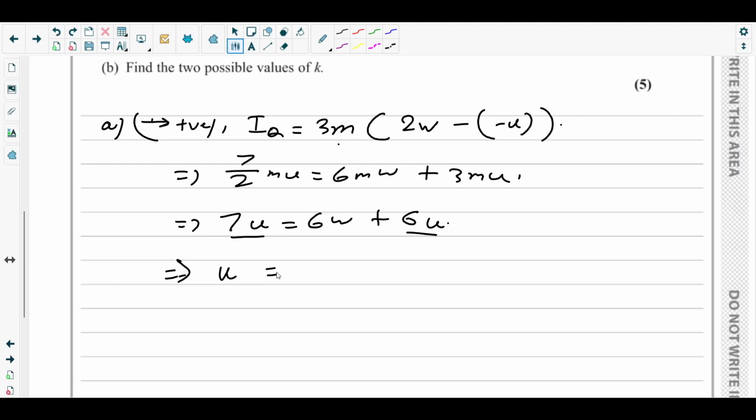It is equals to, okay, so if you multiply both sides by 2, it will become 12w. Okay, 12w, and 3 times 2, it's basically 6. So u equals to 12w. 7u minus 6u, it's just u. This is equals to 12w. So we need w in terms of u. So w equals to 1 over 12u.